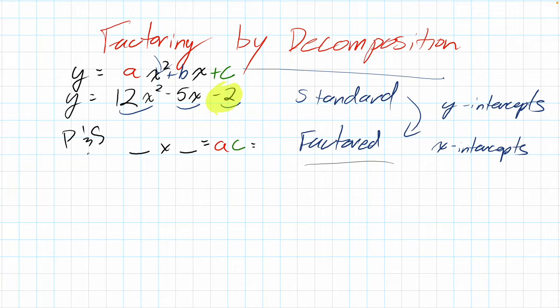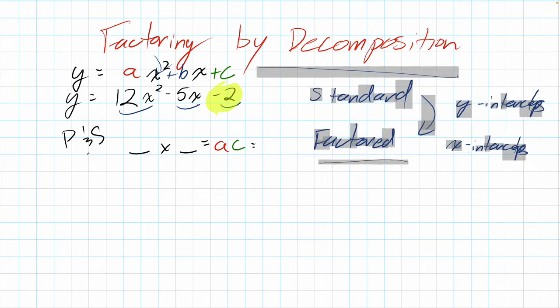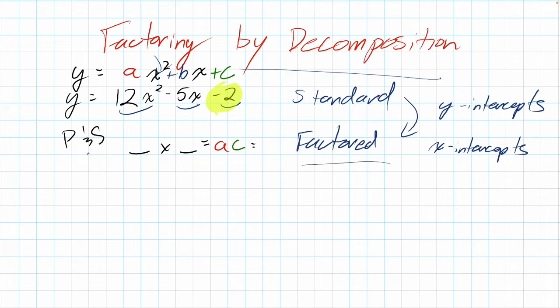I'm going to have to make some room here. Oh, that ruins everything. Okay, I'll just squeeze it in. A times C, which is 12 times -2, and we get -24.